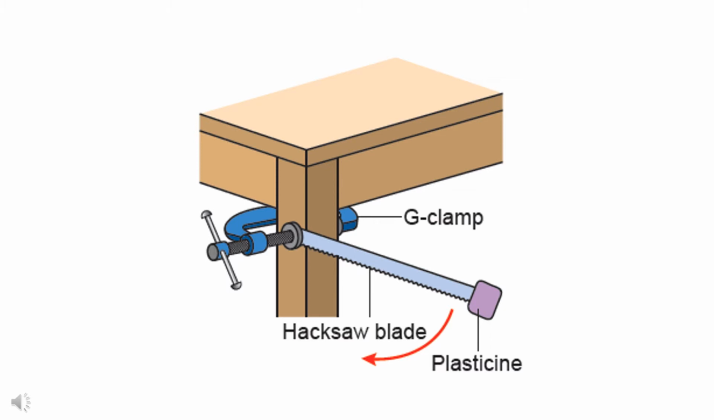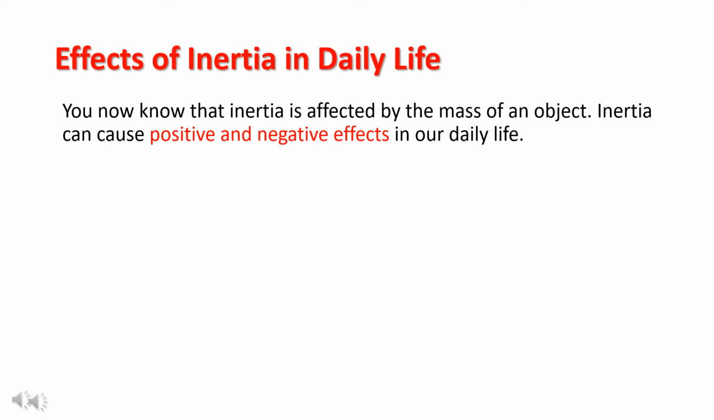The result of the experiment shows that the time taken for the heavier plasticine to make 10 oscillations is longer than the lighter one. Thus, we can make a conclusion that the inertia of an object increases when the mass increases. Inertia is affected by the mass of an object.